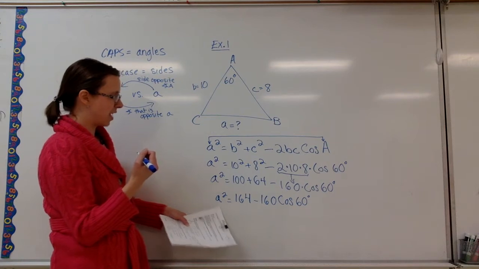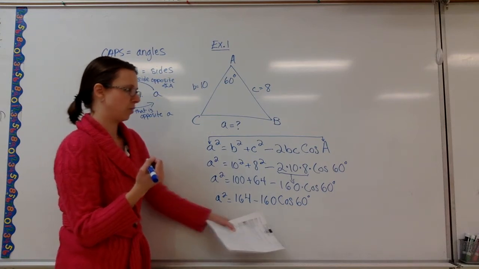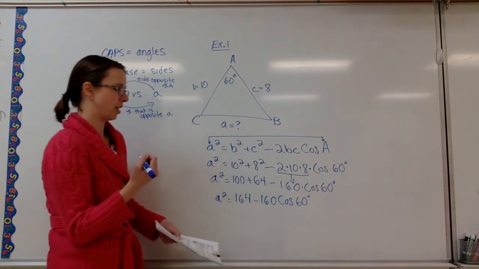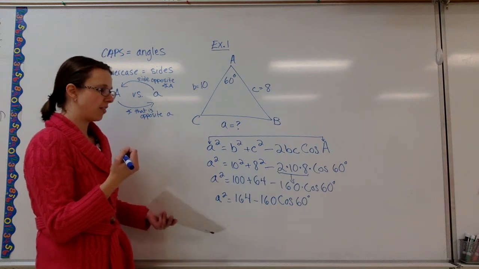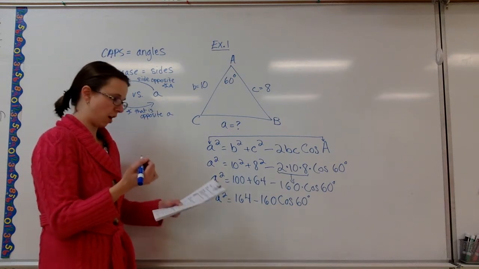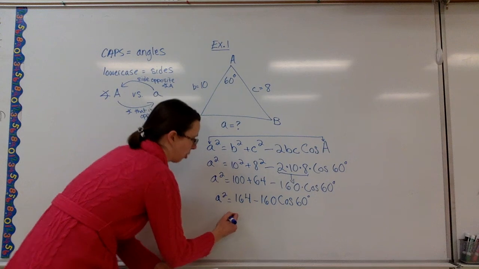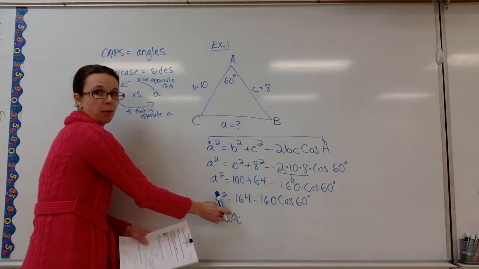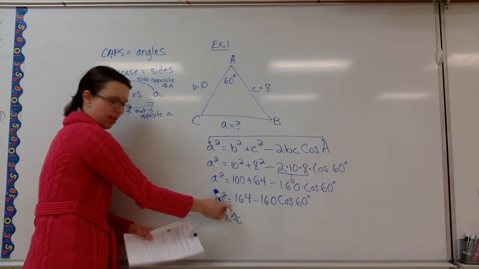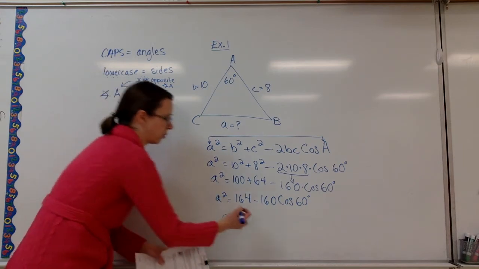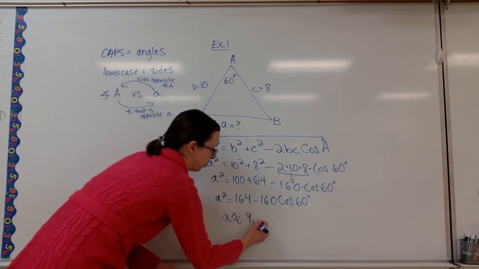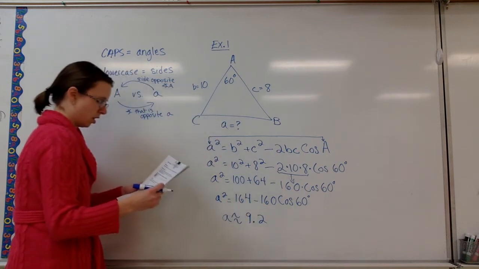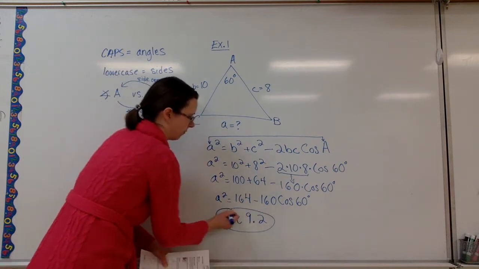So that's going to be a squared equals 164 minus 160 times cosine of 60. And then at this point, we can really just stick it right into our calculator, and we can get an approximation for it. The calculator always gives an approximation, so remember we want to use that squiggle equal sign there. And the squiggle equals, we're getting approximately 9.2, and that's going to be my answer.